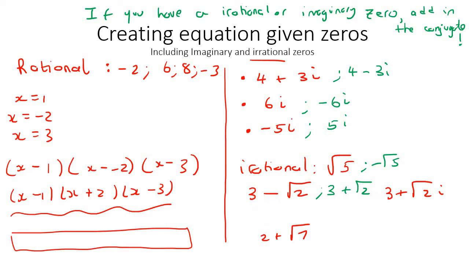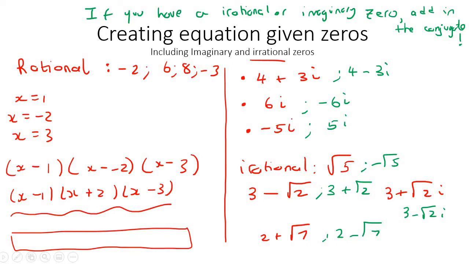I'm going to leave that one out. What about this one? Well, that would become 2 take away square root 7. And then, for example, this one over here, its conjugate would be 3 take away square root 2i. So the conjugate is just where you change the imaginary part to the opposite sign, or you change the square root to the opposite sign.